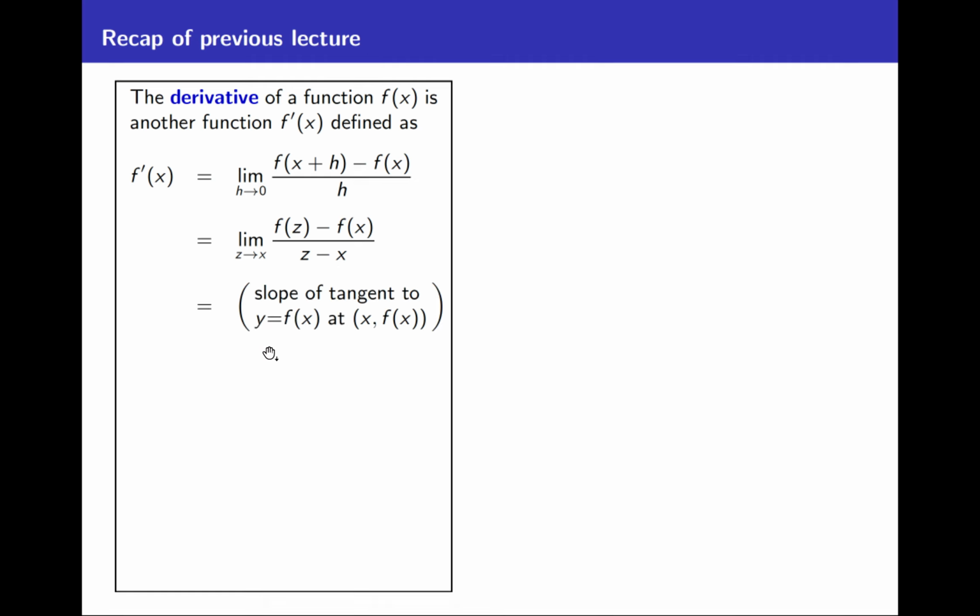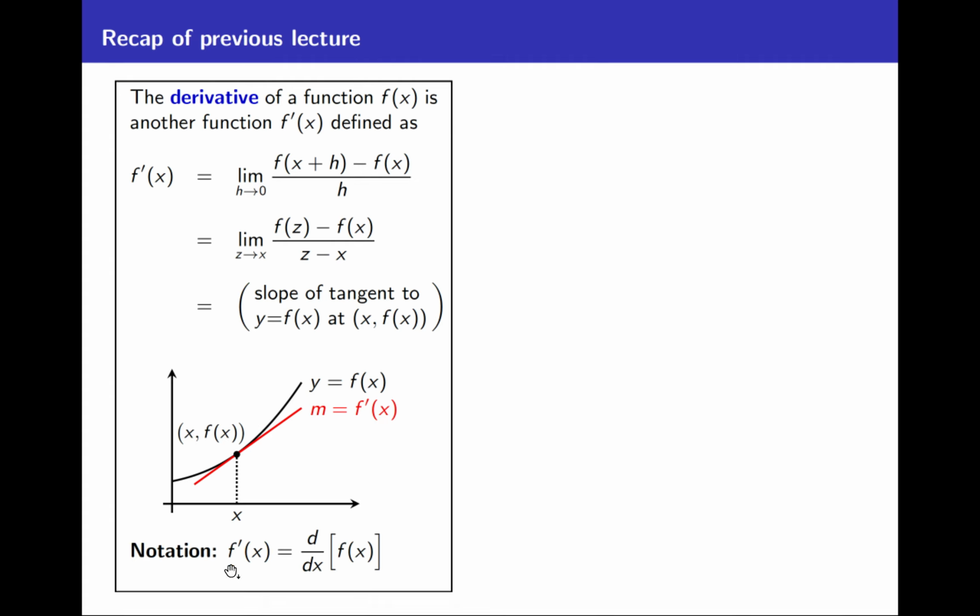And each of these limits gives the slope of the tangent to y equals f of x at the point x, f of x. So the picture is this. If you have a function y equals f of x, take a certain point, x, f of x, on the graph, look at the tangent line. Its slope m will be f prime with this particular x value plugged into it. Notationally, we often write f prime of x as d/dx of f of x, which we could read as the derivative of f of x.